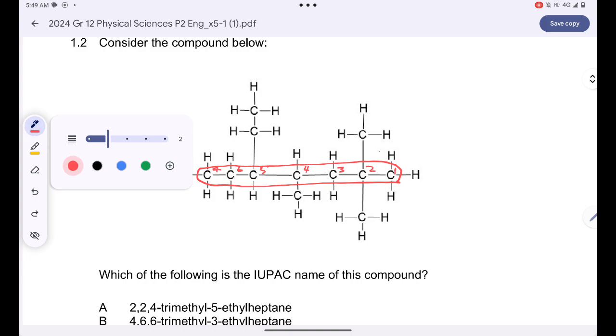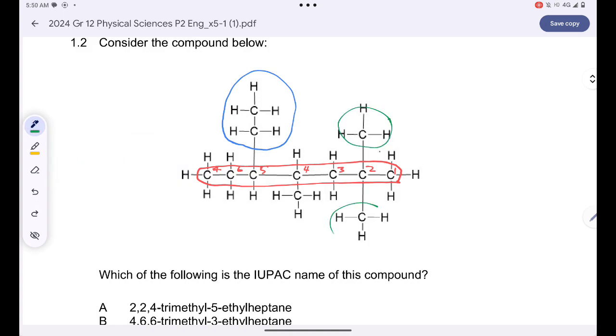Whenever I know that my parent chain has 7 carbons, the prefix of my parent chain has to be hept. Are you together? The prefix has to be hept. I can see that I have a side chain with 2 carbons on it. So I have an ethyl, and then I have side chains with only 1 carbon. That means I have an ethyl in carbon number 5 and methyls in carbon number 2.